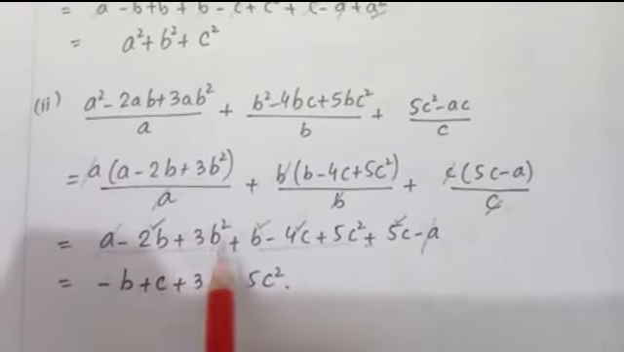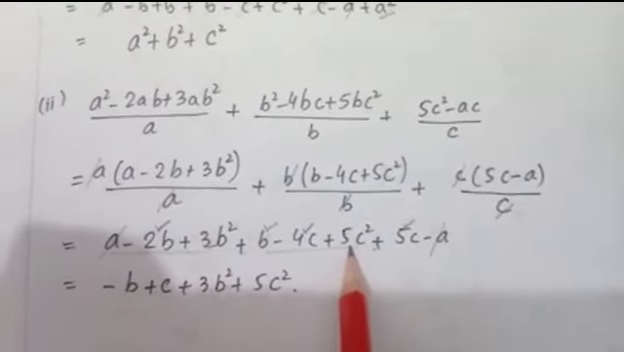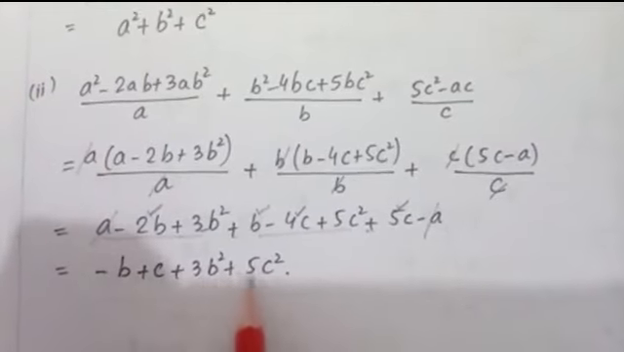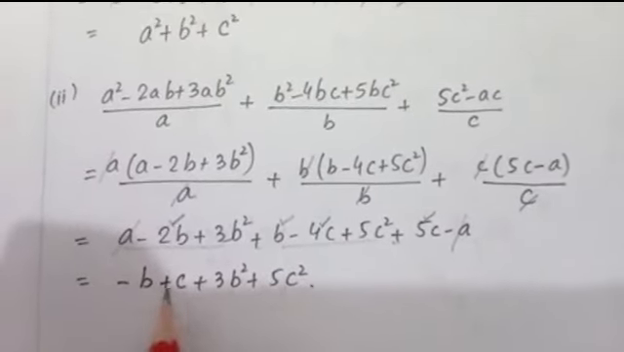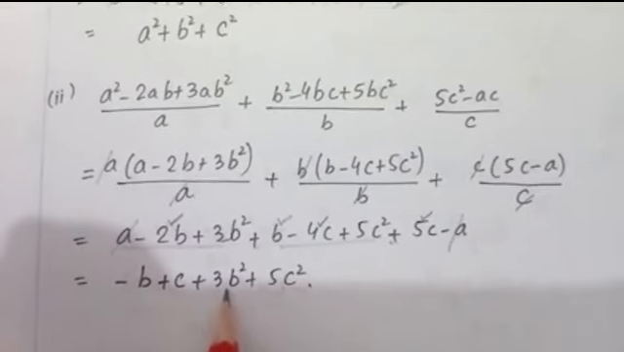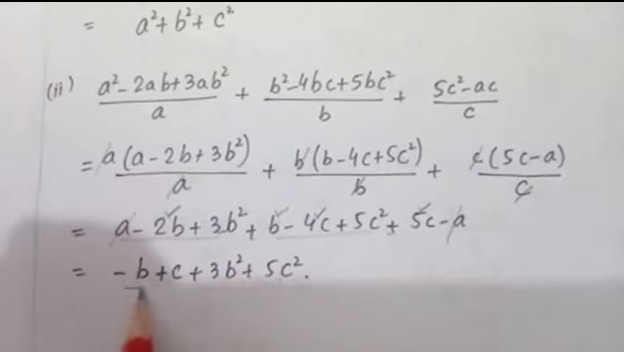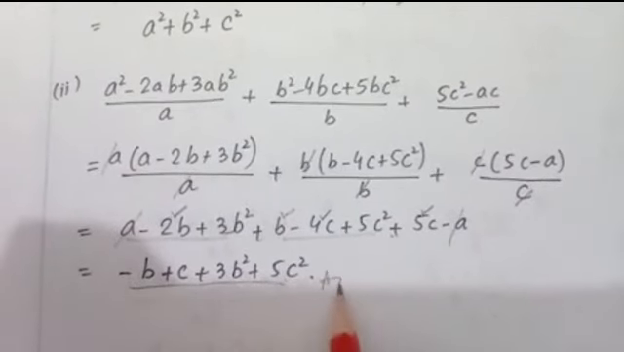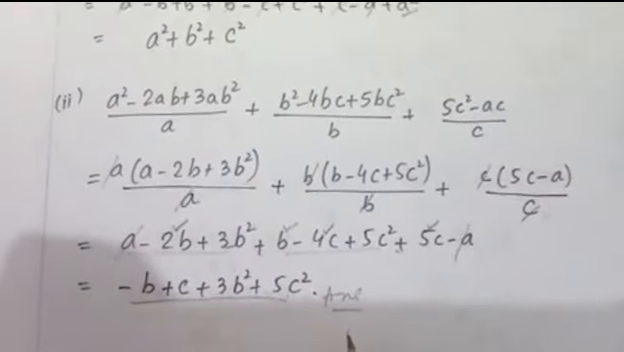And now the terms left, 3b^2 and 5c^2, will be as it is. So minus b plus c plus 3b^2 plus 5c^2 is the required answer of this question. So our exercise has been completed.